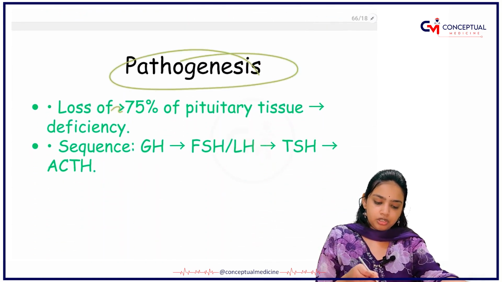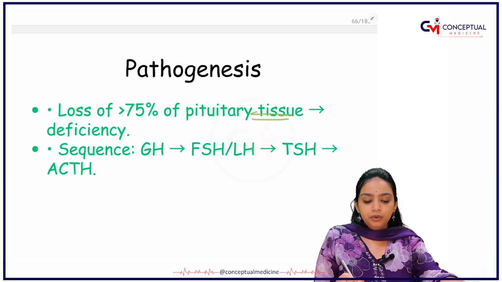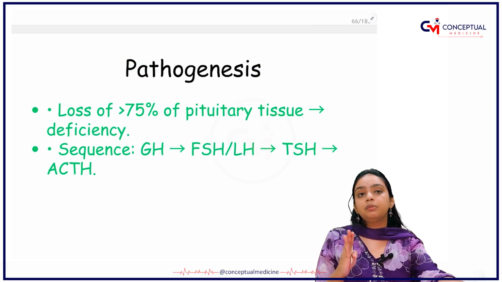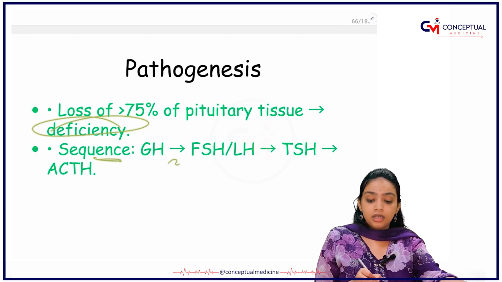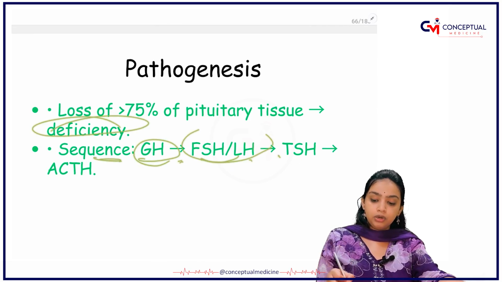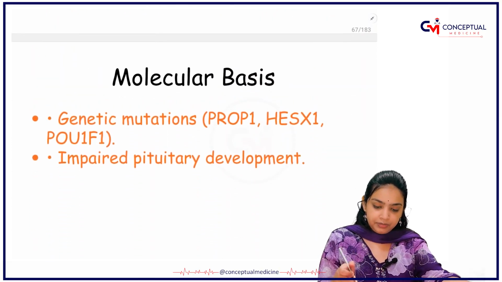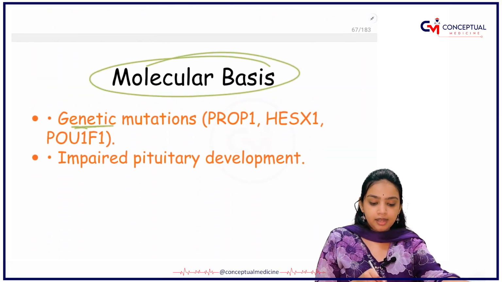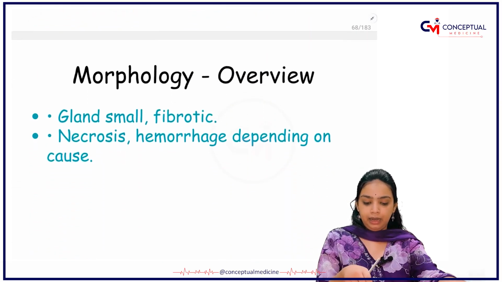If I talk about the pathogenesis, there is loss of 75% of the pituitary tissue. 75% of the pituitary tissue is lost, which causes the deficiency. In sequence, there will be first GH failure, then FSH and LH levels will go down, then TSH levels will go down, and then ACTH levels. If I talk about the molecular basis, you have genetic mutations and there is impaired pituitary development.